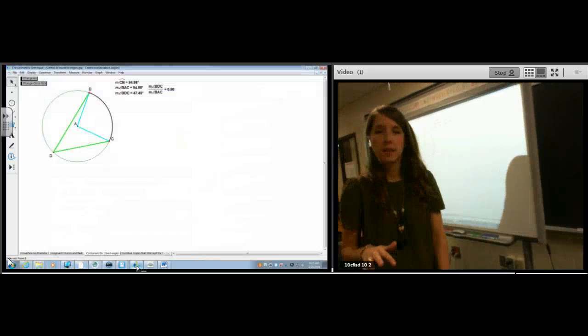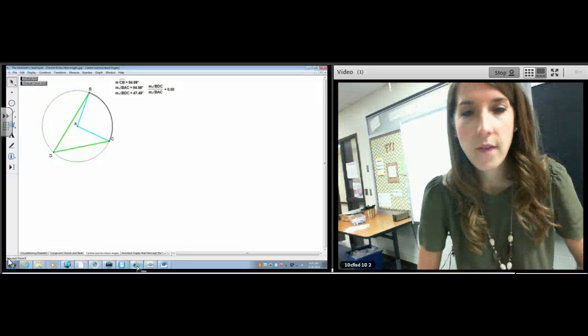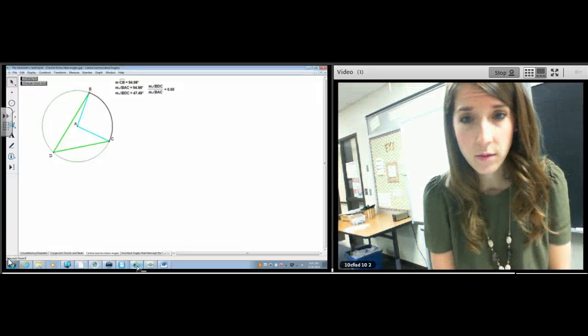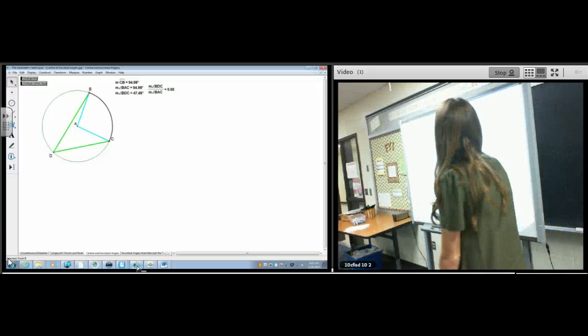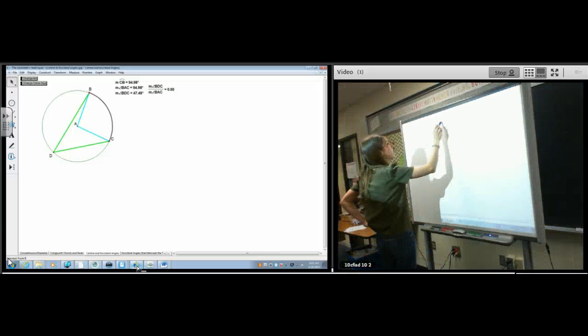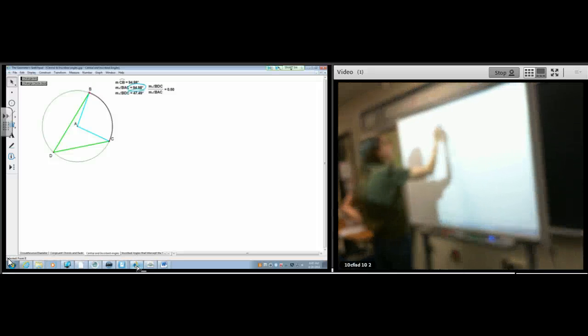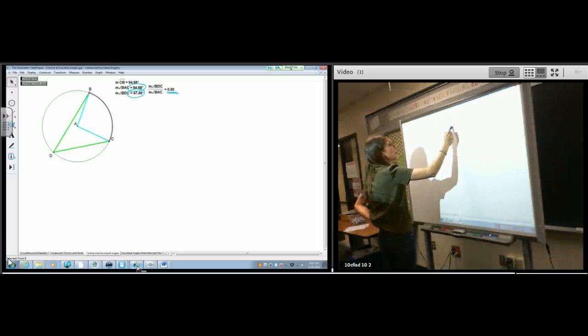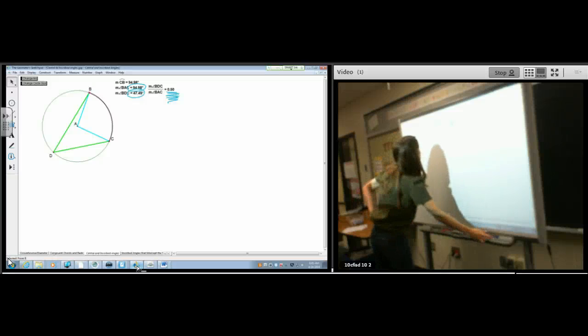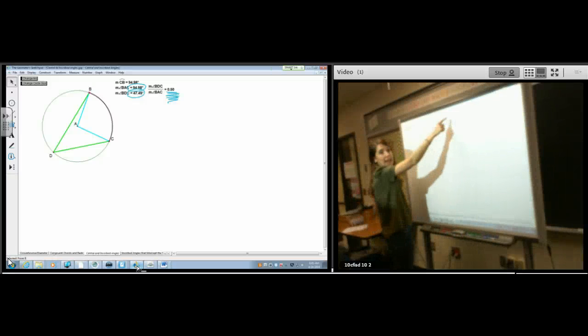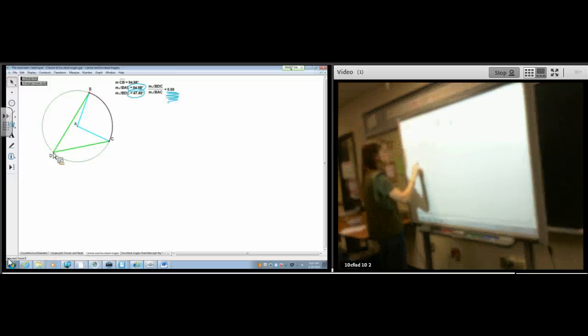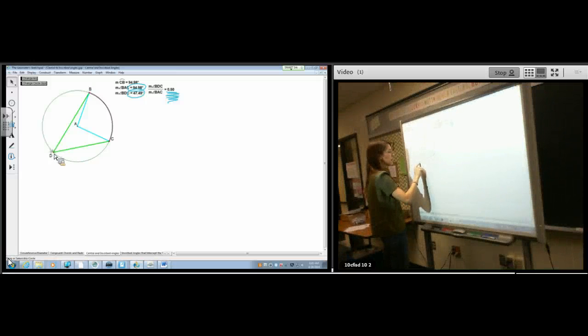So here's a sketchpad file of a central angle and an inscribed angle. Notice the central angle is 94 and the inscribed angle is 47. When you divide them, we're getting 0.5. I'm going to drag this around and see if that stays at 0.5. Oh, my alignment's off. Are the angles changing? No. Let me move the arc around.